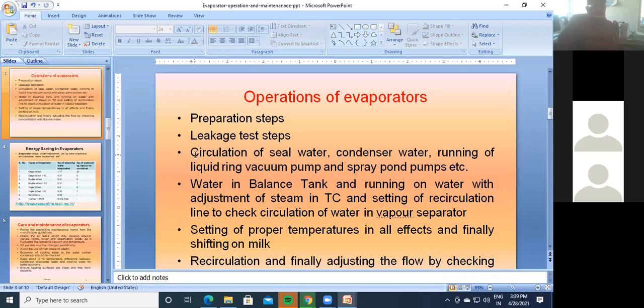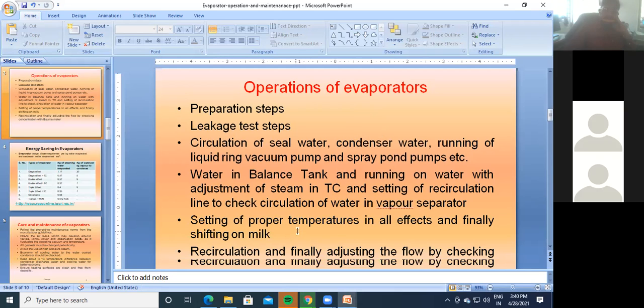So what is done here? Circulation of sealed water. Whenever you want to maintain the vacuum, first of all you have to do the sealed water circulation. Then condenser water circulation, running of liquid ring vacuum pump and spray water pumps. Then water in the balance tank is taken and running on water with adjustment of steam in the thermocompressor and setting up a free circulation line to check circulation of water in the vapor separator.